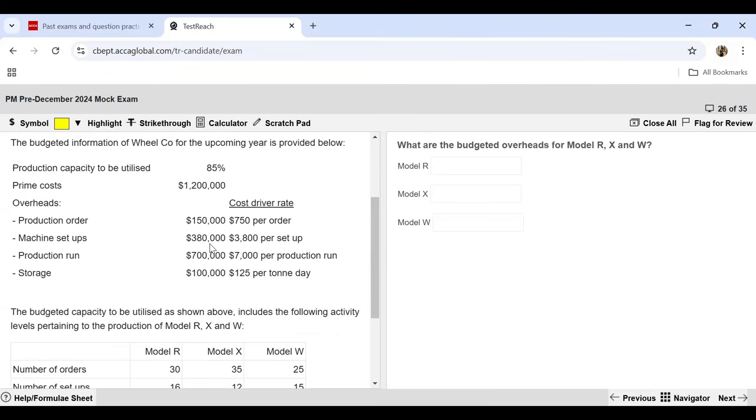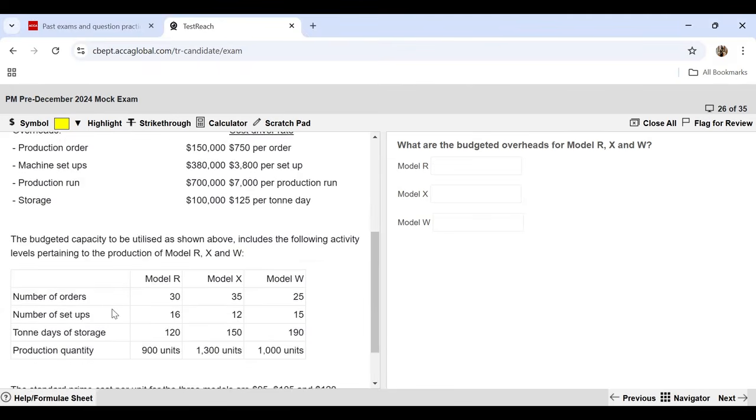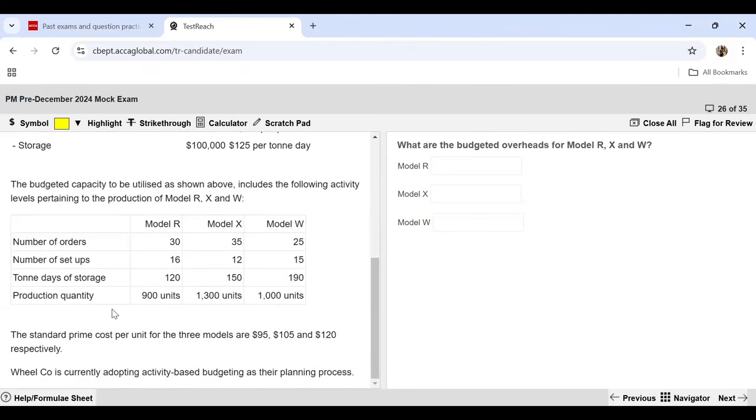Prime costs are going to be $1.2 million. For the overheads, they have given you the different costs and also the cost driver rate. Then the budgeted capacity to be utilized as shown above includes the following activity levels pertaining to the production of Model R, X, and W: number of orders, number of setups, tons, days of storage, production quantity. The standard prime cost per unit for the three models are given to you respectively. Wheel Company is currently adopting activity-based budgeting as their planning process.